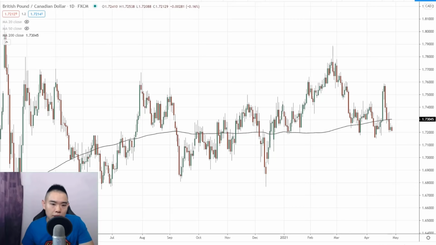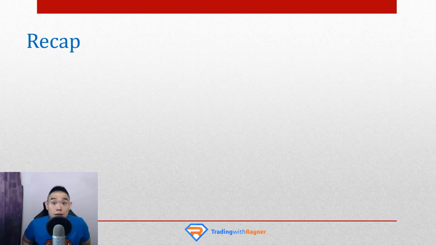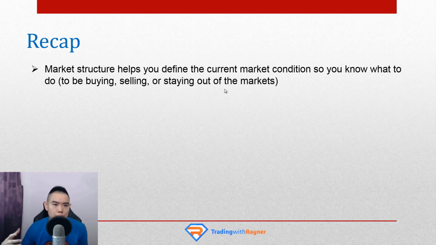Okay, so we can conclude that this market is in a range. And that's how you can use moving average to help you define your market structure. Okay? So let's do a quick recap. Number 1, market structure helps you to define the current market condition so you know whether to be buying, selling, or staying out of the markets.